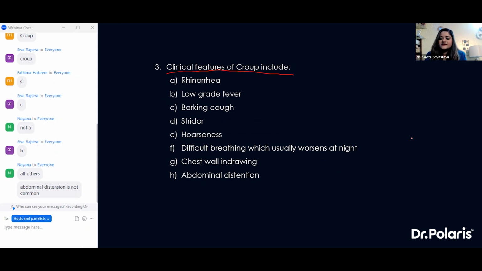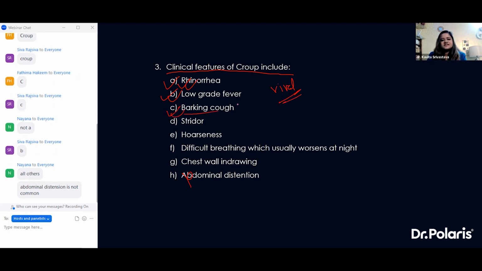Okay, all others except abdominal distension. Yes, abdominal distension cannot happen in this particular condition because we are talking about respiratory symptoms. So what is rhinorrhea? Rhinorrhea is some kind of nasal discharge and congestive illness kind of features which happen almost in all viral respiratory illness. Low grade fever, obviously it starts with a low grade fever. So if it is a viral infection, it will have a low grade fever.